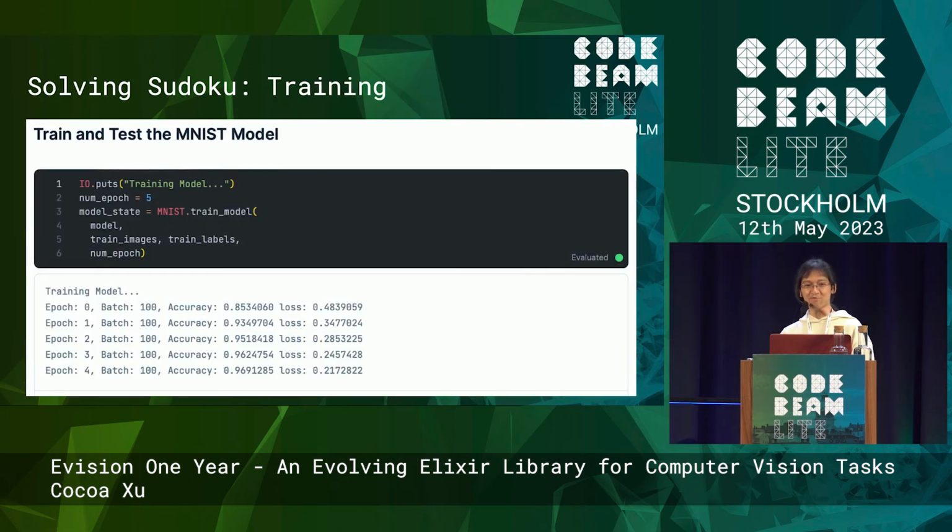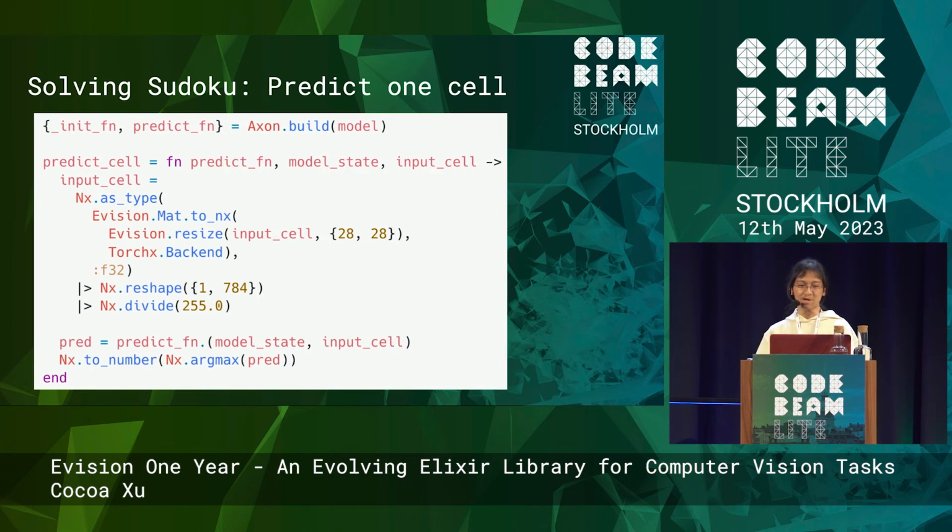And before we extract each cell in the puzzle, we need to train and test the MNIST model. And this training code here is really the example code in the Evision repo, so I'm not going to repeat that for you. But basically, after we train this model, we can see that we have an accuracy of 96%, and then we can write this code here.